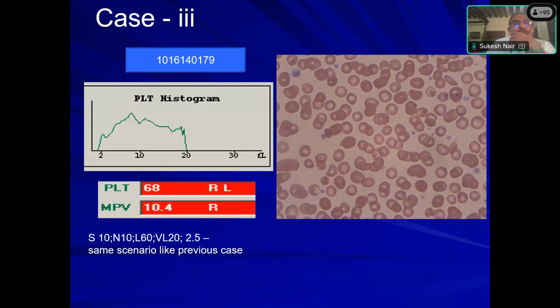But when you get a histogram where the events are actually peaking between 10 and 20 femtoliters, you can see that this is because of the giant platelets or large platelets. The platelet count by the cell counter was 68,000, but looking at the histogram, I looked at the smear and the platelet count was 250,000.